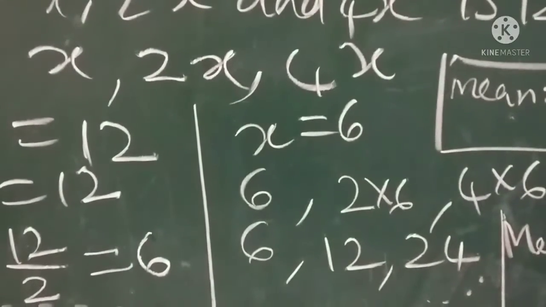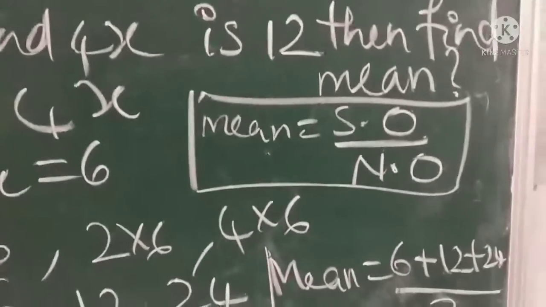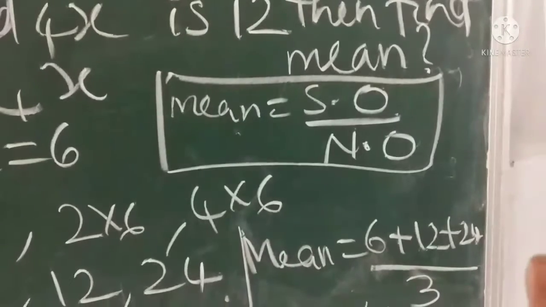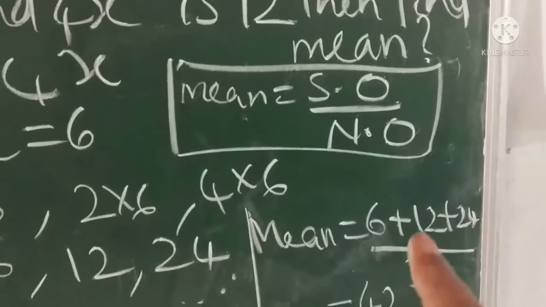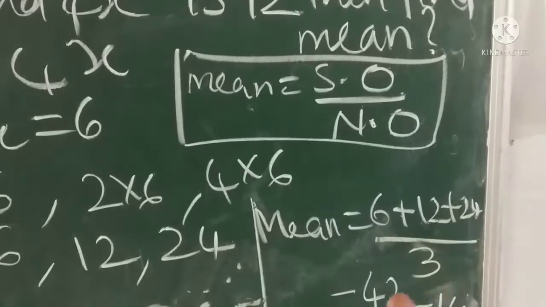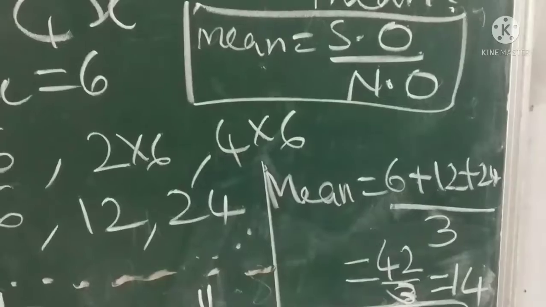And we know the mean formula: sum of observations by number of observations. So, sum of observations here 6 plus 12 plus 24 by number of observations 3. 18 plus 24, 42 by 3, that is 14 is the mean of the data.